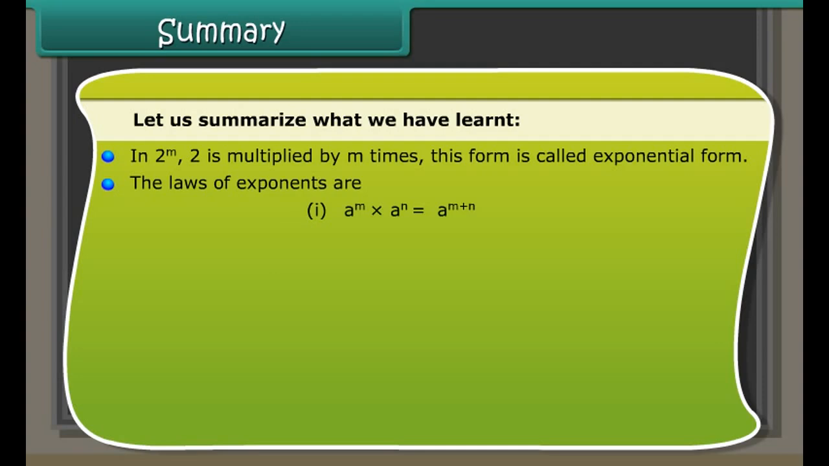Diameter of the earth is equal to 12.74 × 10^6 meters. Diameter of the moon is equal to 3.48 × 10^6 meters. Therefore, 12.74 × 10^6 / 3.48 × 10^6 is equal to 3.66. The diameter of the earth is about 3.66 times the diameter of the moon.